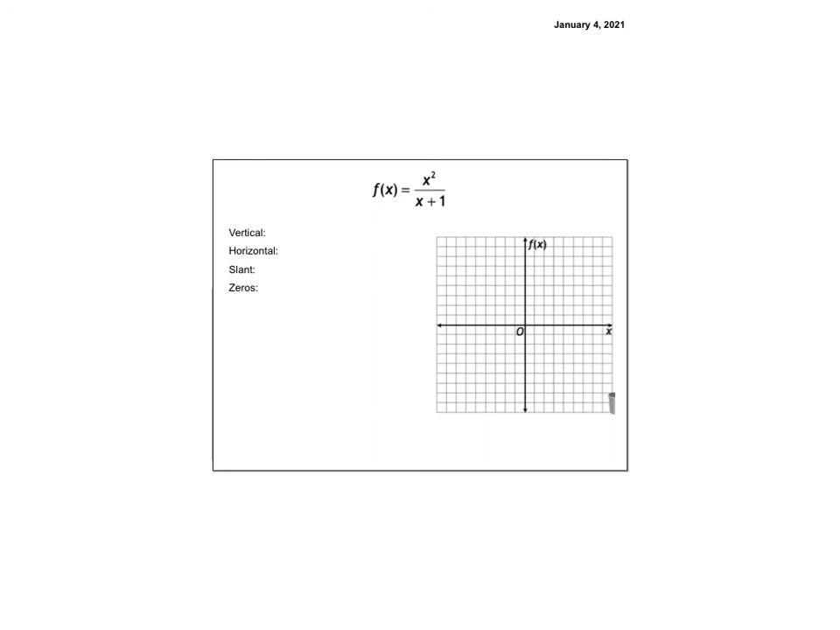So again, we're going to start with our zeros. So we want to take our numerator and set that equal to 0 to see what we have for zeros. So I have x squared equals 0. So take the square root of both sides. x equals 0. That means we're crossing at the origin. For a vertical asymptote, we're going to take the denominator, set it equal to 0. So I'd get x equals negative 1.